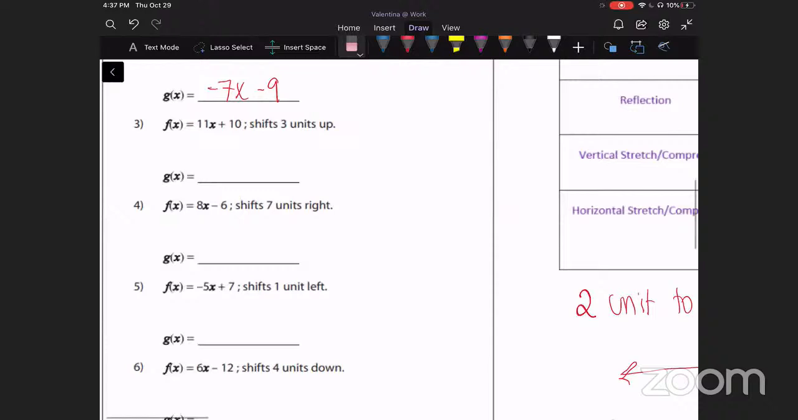Okay, so let's try number 3. Maybe you can walk me through what you would do for this one. Here we're going to move 3 units up.